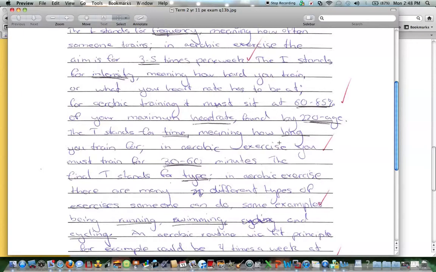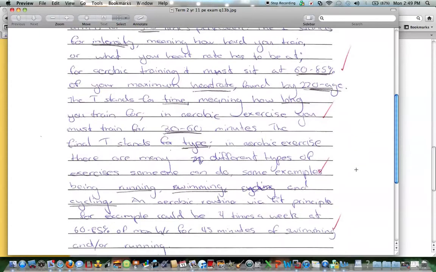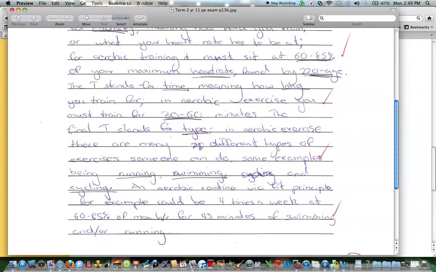If you're marking this question, the first thing you think about is that it probably hasn't included enough examples to show how it can be properly applied. That's what I was thinking while I was going through marking it. But as we get to the bottom, the last part of the answer, he says an aerobic routine via the FIT, for example, and there would be 2 T's there, would be 4 times a week at 60 to 80% of their max heart rate for 45 minutes of swimming and/or running.